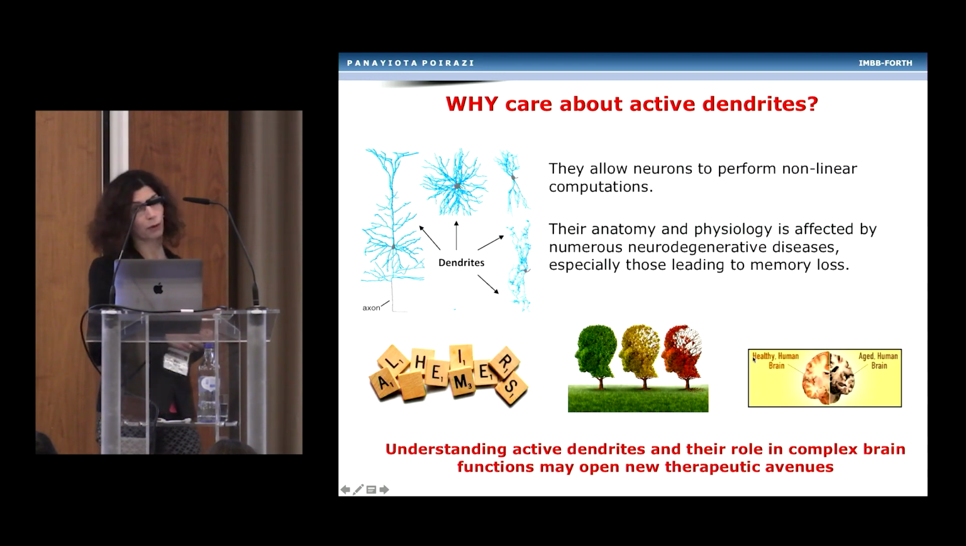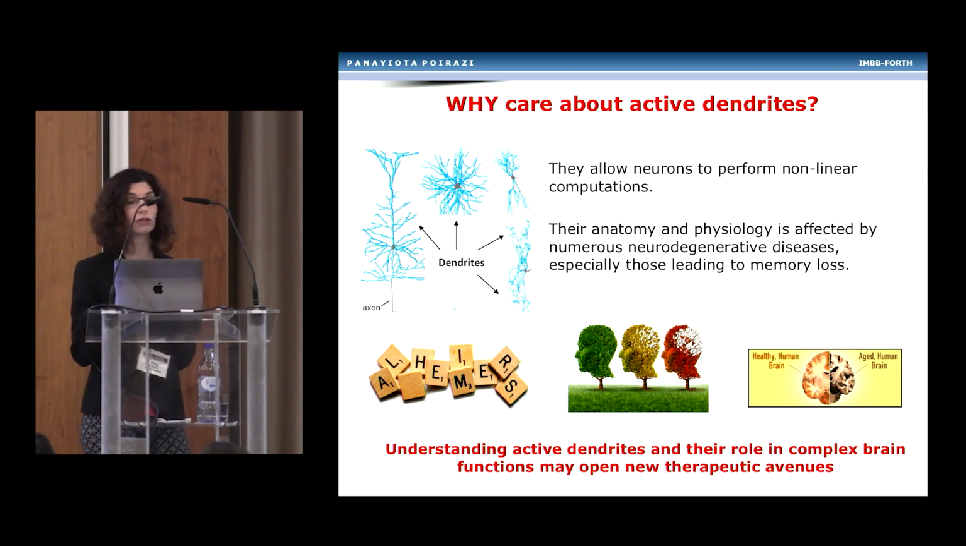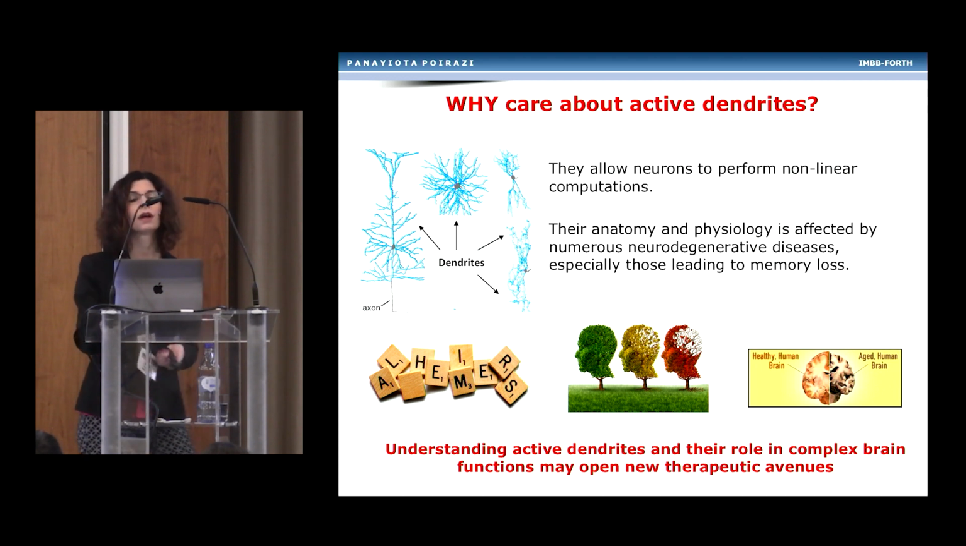So why do we care about dendrites? First of all, because they have these nonlinearities that allow them to perform nonlinear computations and therefore increase the ways they can process signals. But also because there is a lot of information out there that their anatomy, biophysics, and plasticity properties are altered in various neurodegenerative conditions. Therefore, we believe that if we understand how dendrites contribute to these functions, maybe we'll be able to come up with new ways to treat these diseases. How do we do that?